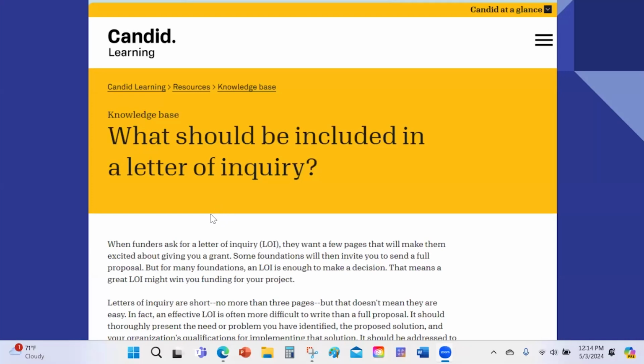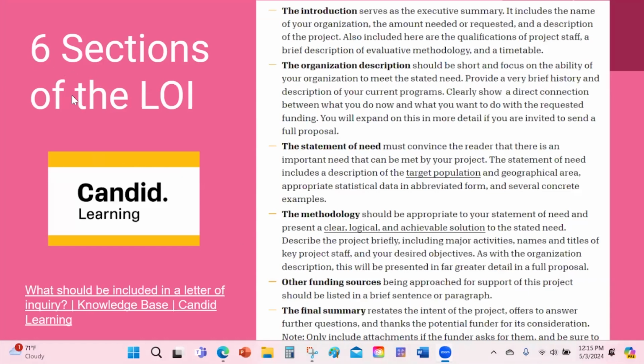So again, we're going to go back to our friends at Candid. What should be included in the letter of inquiry? Again, Candid in their free Candid Learning Resources knowledge base has a lot of really best practice standards listed. It is my favorite go-to. And they talk about the main 6 sections of the letter of intent, right? The introduction, the organization description, the statement of need, the methodology, other funding sources that you might have with the project, and the final summary, right? This is the basic 6 sections that you want to have in your letter of intent.